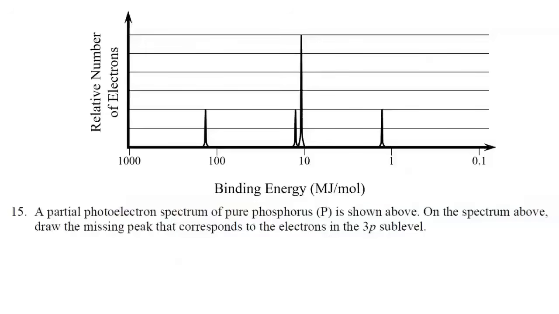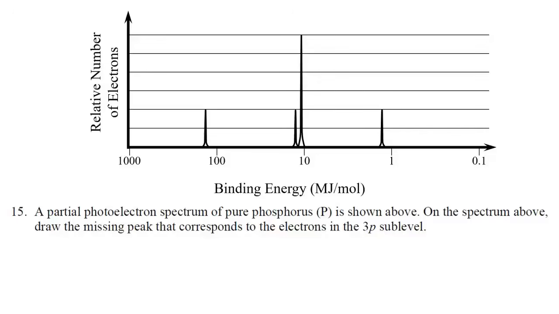Okay, this is question 15. We're given a PES diagram that is incomplete. It says a partial photoelectron spectrum of pure phosphorus is shown above. On the spectrum above, draw the missing peak that corresponds to the electrons in the 3p sublevel.